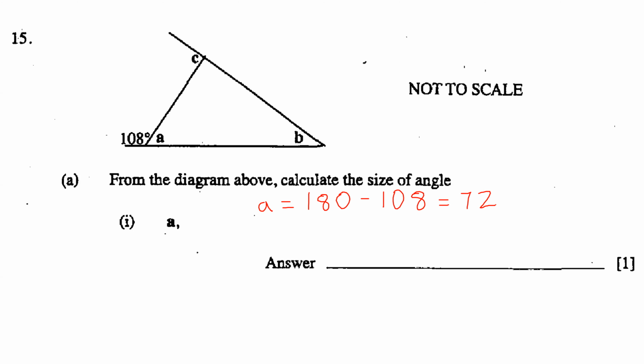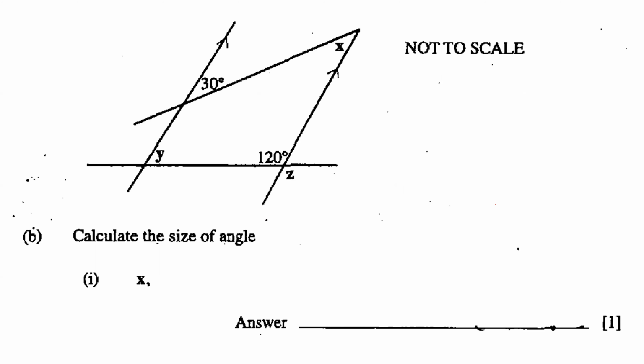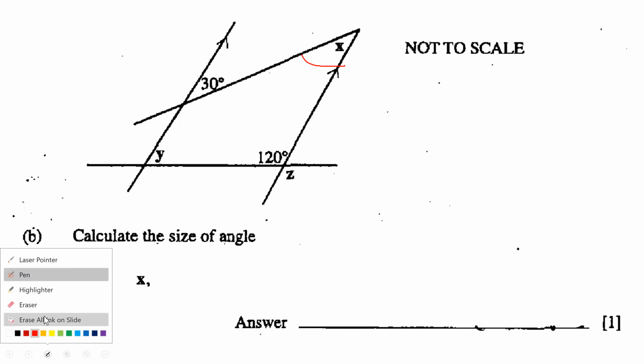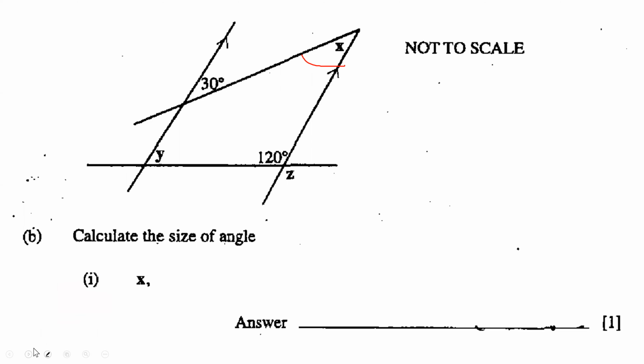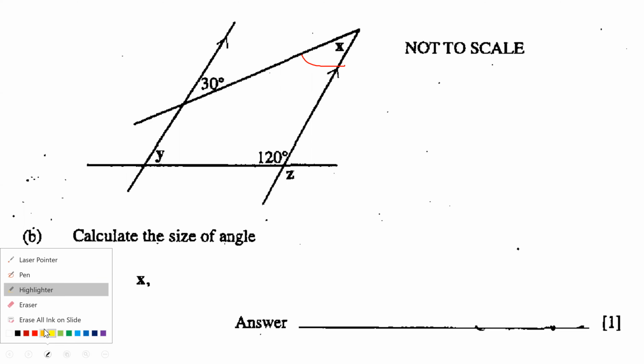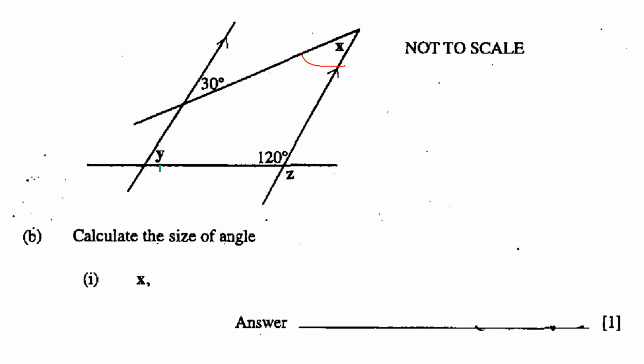All right, moving right along, we have question number 15, B. We're going to start off with B I. For B I, we're going to figure out the value of X. If you look carefully, we see that there is a Z shape. So let's draw it in. If we look carefully, we see the Z. This is the Z here.